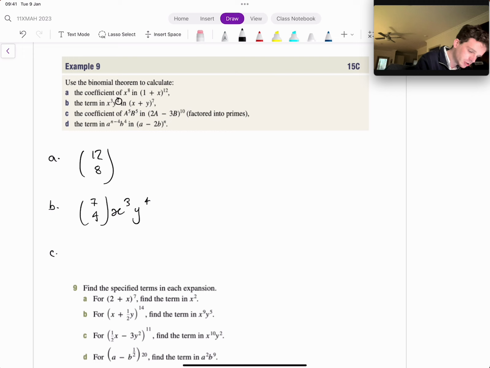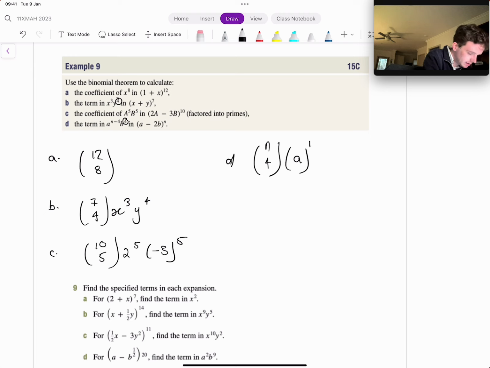Part C, the coefficient of a^5 b^5. It's going to be 10 choose 5, 2 to the power of 5, times minus 3 to the power of 5. And part D, the term in a^(n-4) b^4 in (a - 2b)^n. The value of k is 4, so n choose 4 times a to the power of n minus 4, times (minus 2b) to the power of 4.